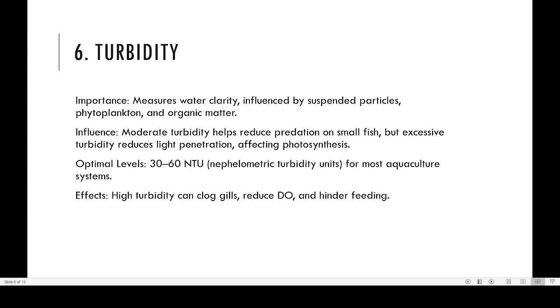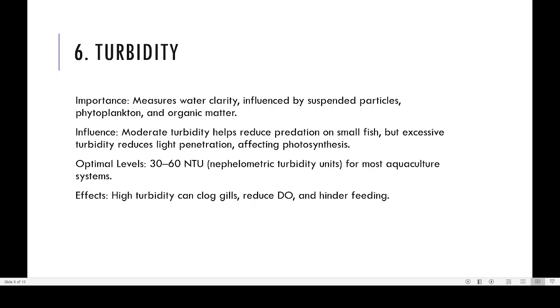Then optimal turbidity is between 30 to 60 NTU. That is how the turbidity is normal. That is nephelometric turbidity unit. NTU is the unit of turbidity, and this is the ideal range for most of the aquatic organisms.